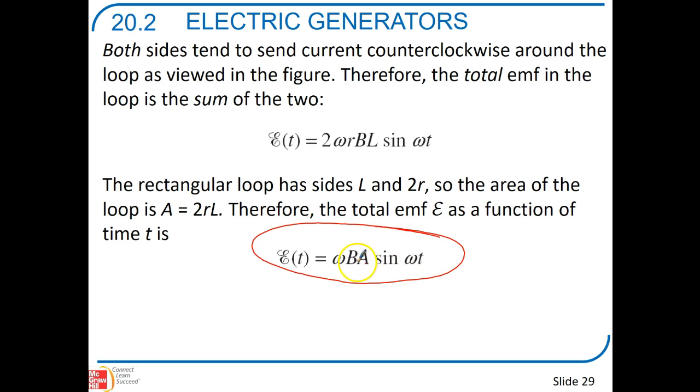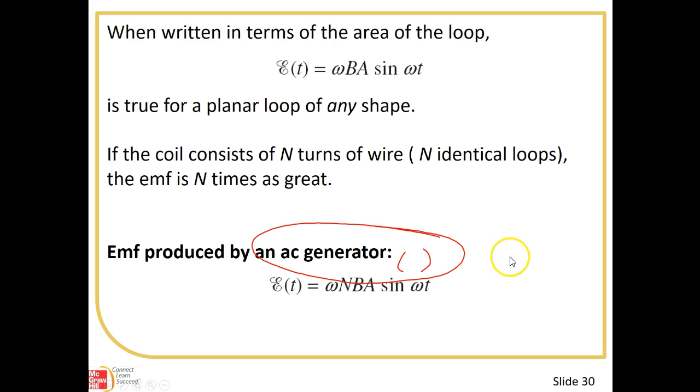You can't take these and factor out that omega. It doesn't work that way because here we're doing the sine of that function, which is really important to recognize. If we write it in terms of the area of the loop, this would be good for any planar loop of any shape. By planar they mean it's flat, and we can have it of any shape.